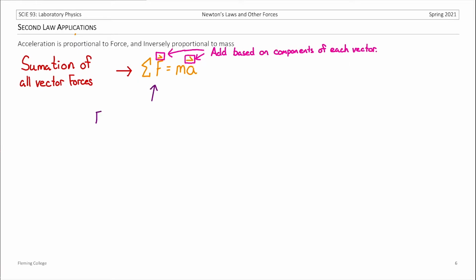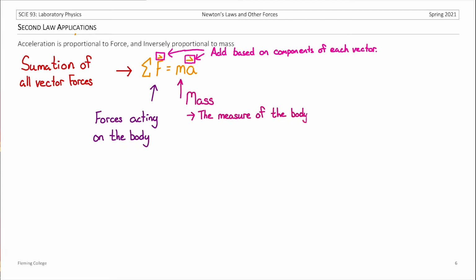The F here is representing all of the forces acting on the body. So we can see that a free body diagram helps us get an image of which forces we need to be considering when we go to do the calculations using Newton's second law. The M represents the mass of the object, and we'll talk a little bit more about this in a couple of slides, but the mass is the measure of a body's ability to resist a change in motion.